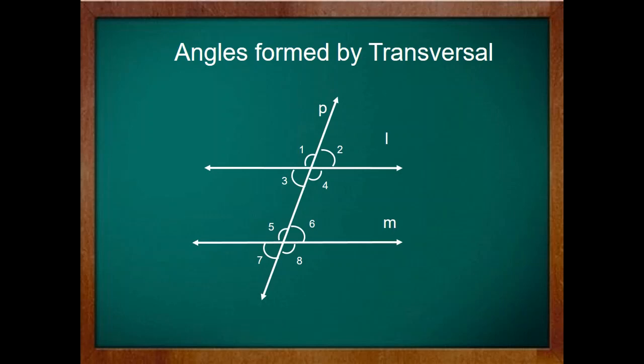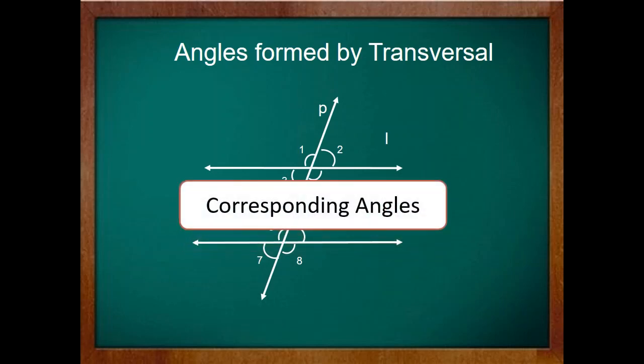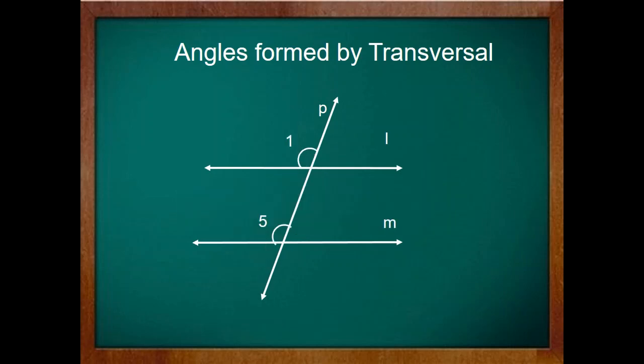Next one in the list is corresponding angles. These are one of the important angles formed by the transversal. Angle 1 and angle 5 are a pair of corresponding angles. Angle 1 and angle 5 both lie on the same side of the transversal. Angle 1 is exterior and angle 5 is an interior angle. They form the shape of the letter F. Can you think of another pair of corresponding angles? There are a total of 4 pairs of corresponding angles formed by the transversal. Let's go through the other pairs next.